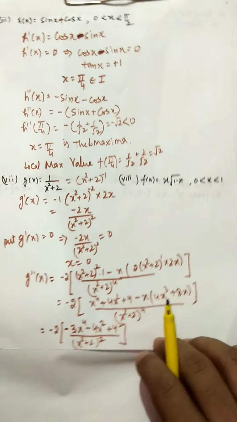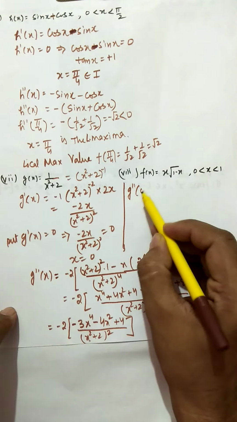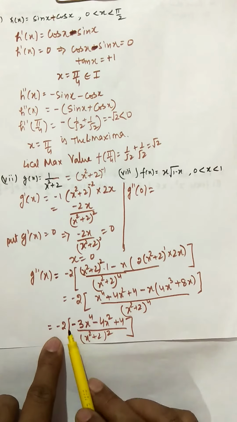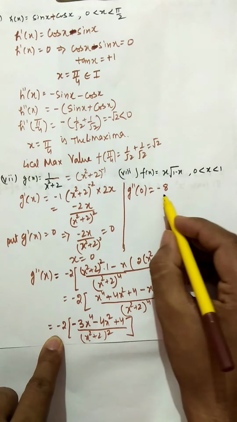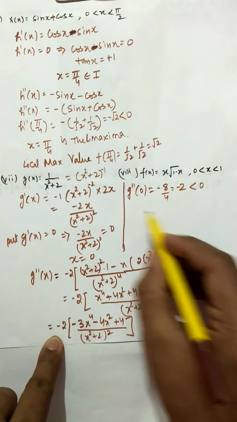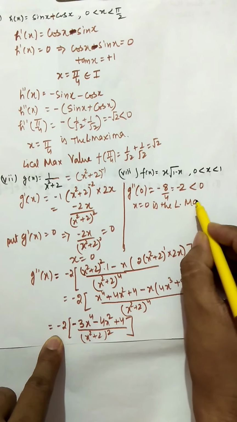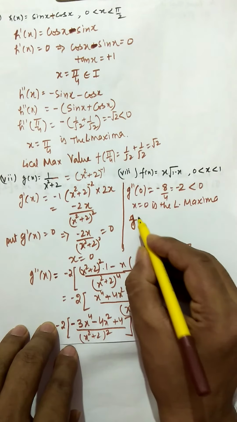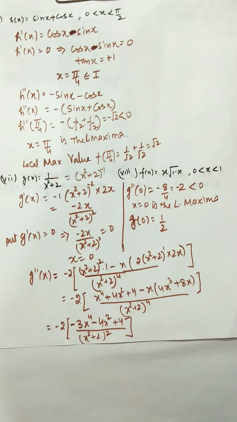So this denominator is going to be positive for whatever value of x you take, but at this point now we will find g double dash 0. It's very easy to calculate; this term will be 0, this is plus 4 and this is minus 8, so this is going to be minus 8 upon 2, this is 4, so it's going to be minus 2, which is less than 0. It means that x equal to 0 is the local maxima, and for the maximum value you put g 0, then you are going to get 1 upon 2.